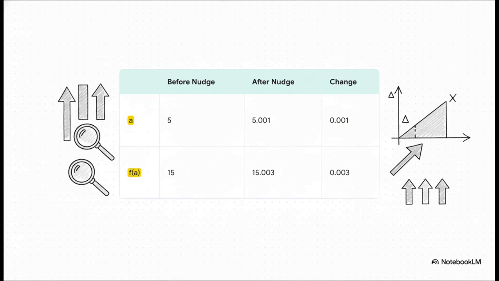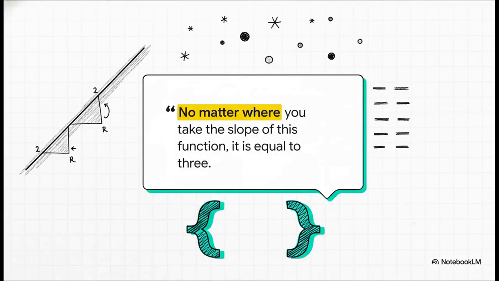And would you look at that? The exact same thing happens. The output goes from 15 to 15.003. The change is, once again, 0.003. The output still changes by exactly 3 times the input nudge. The relationship holds true. And this leads us to a really powerful conclusion. For a simple straight line like this one, it just doesn't matter where you are. The slope is always the same. No matter where you check, the derivative is always, consistently, 3.